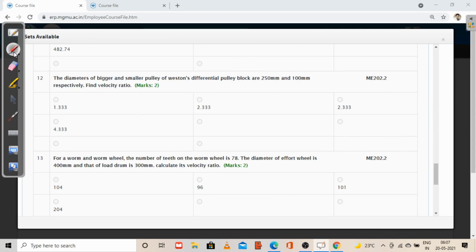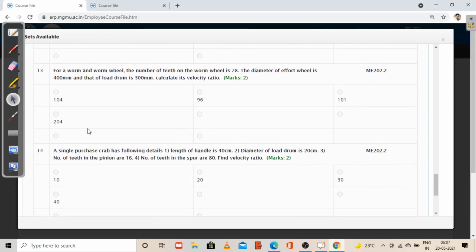Okay, now I will make it 3.33. So now option C is the right answer, क्योंकि यहाँ पे मिस्टेकली 2 ही लिख दिया, दो ऑप्शन सेम आ गए. So take the third option, that is 3.333. This is the velocity ratio for this Weston's differential pulley block, where two diameters are given, bigger and smaller. Okay, we'll go for the next question.